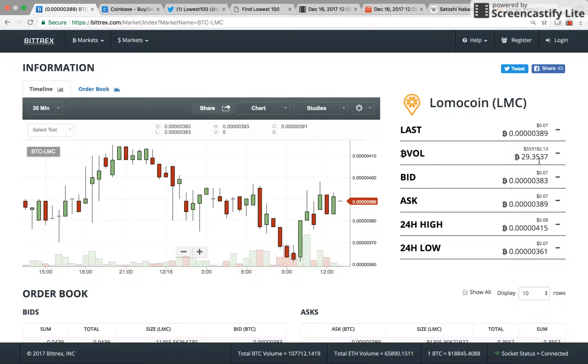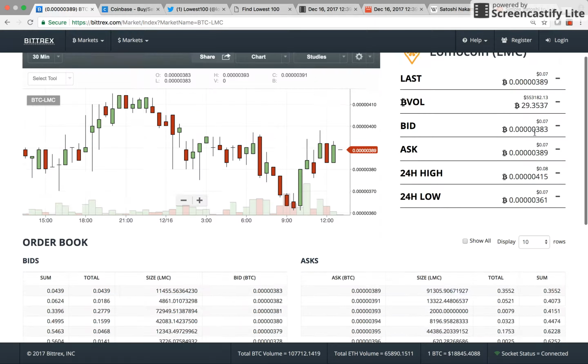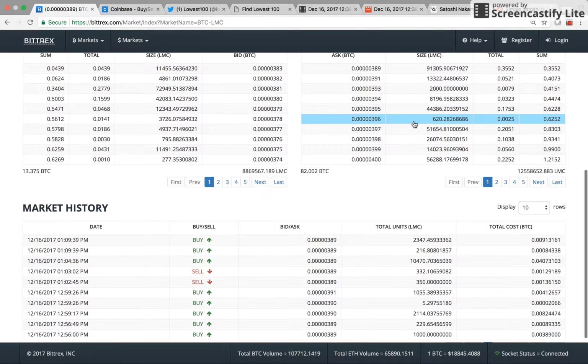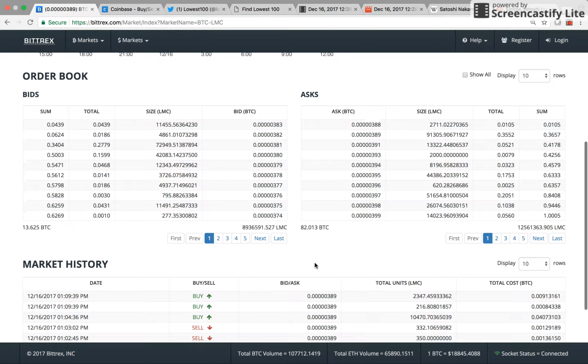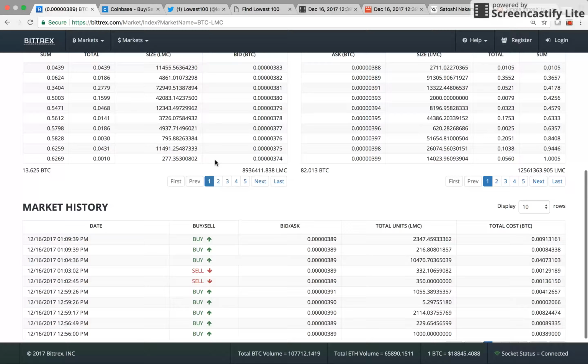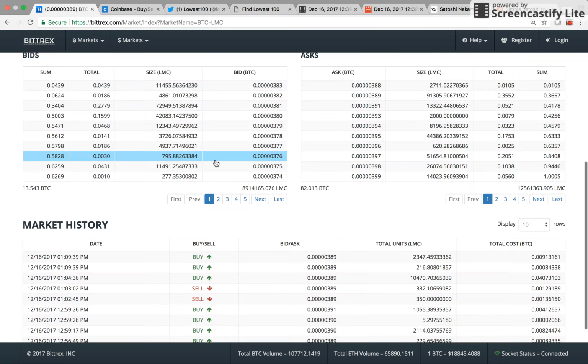You can see the volume. You can see the last amount, and then how people are asking, how much they are selling, and how much buyers want to buy for. As you see, buying people always intend to give less, and selling people always intend to sell for more. That's the beauty of the stock market. And you can see the market history currently in place. If any person purchases, by the time we were looking it was 382 Satoshi. Now it's 389.